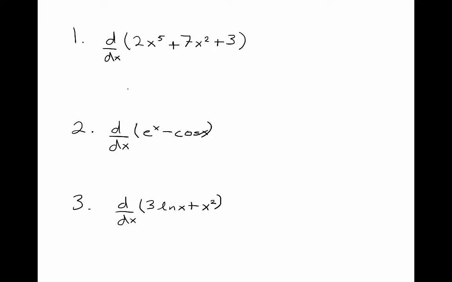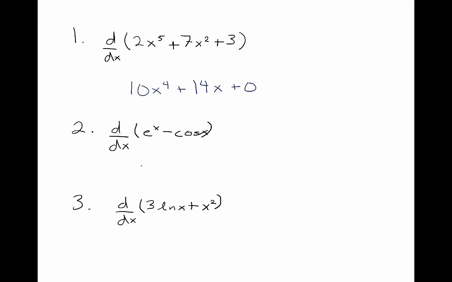Alright, so what are our answers? The first one is all power rule. We bring down the 5, multiply it times the 2, we get 10. We knock down the power of the exponent to 4. Next one, bring down the 2, multiply it times 7, we have 14. Knock down the power from 2 to 1, so we have 14x. And the last one is just a constant, so it's 0. And you don't have to write the 0. Alright, so the derivative for the second one.